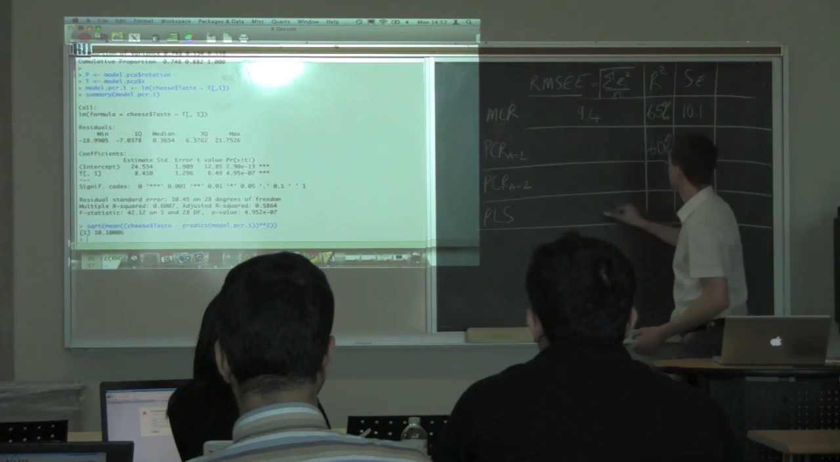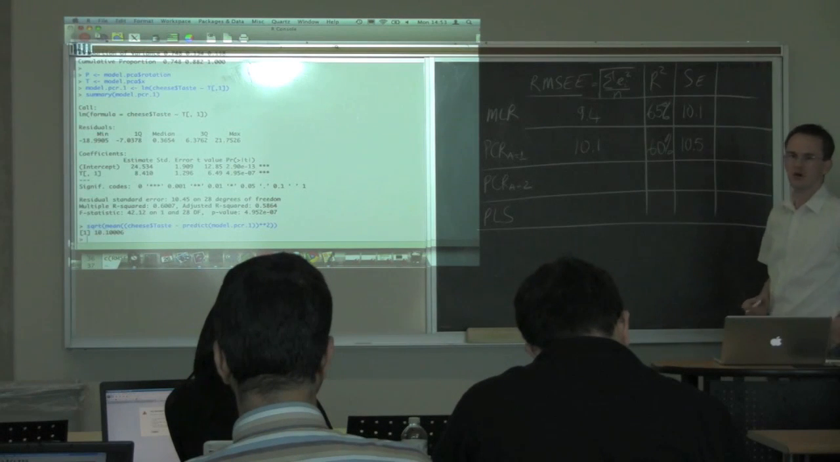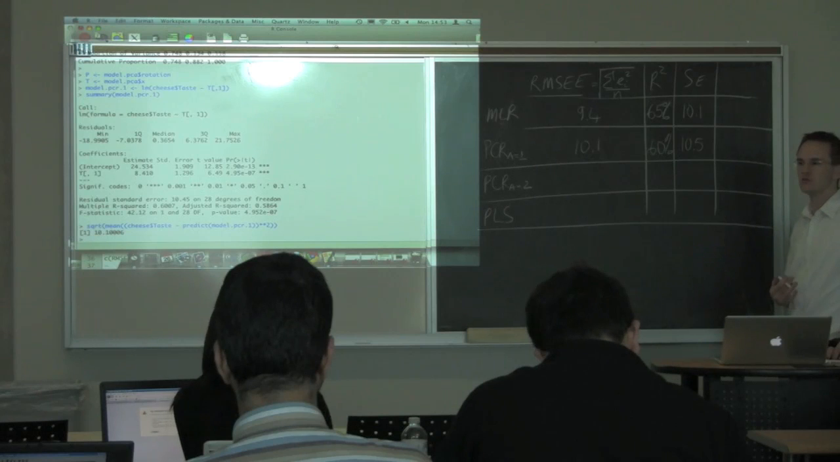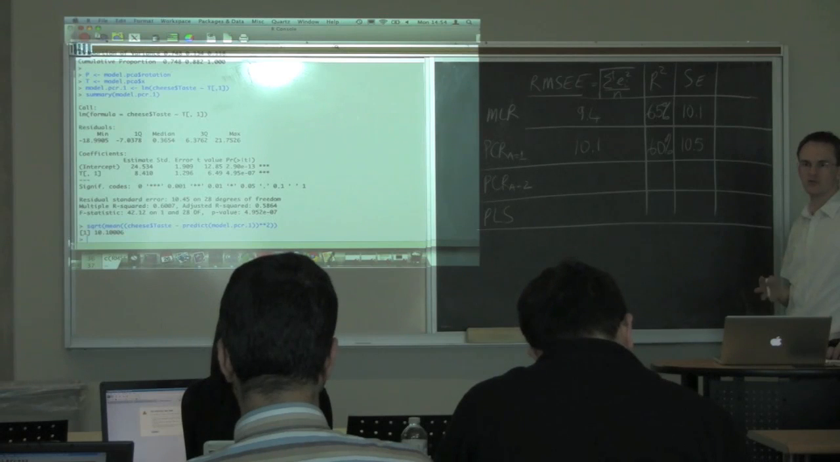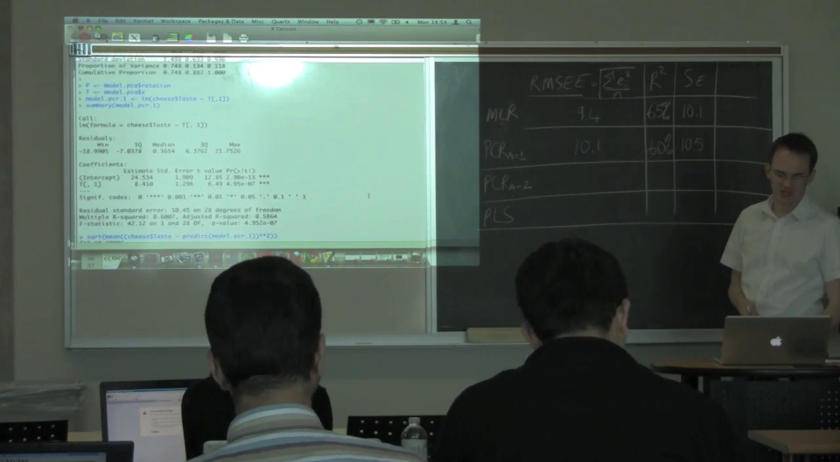It's 10.1. So how does principal components regression compare to multiple linear regression? About the same performance, right? Now what's interesting is, what's the interpretation between the two?